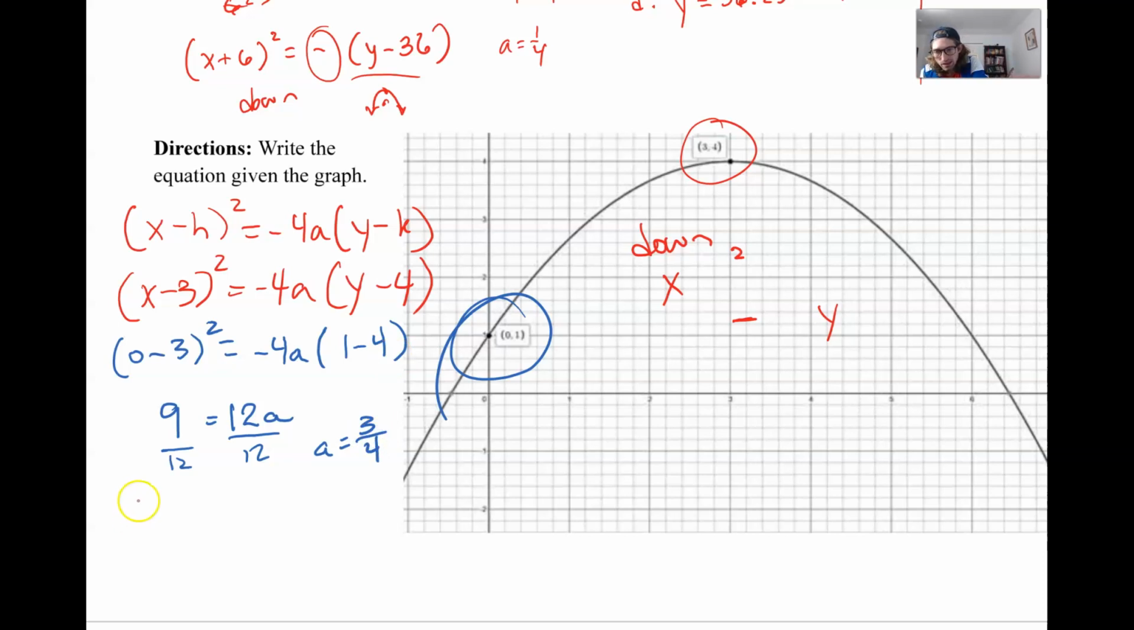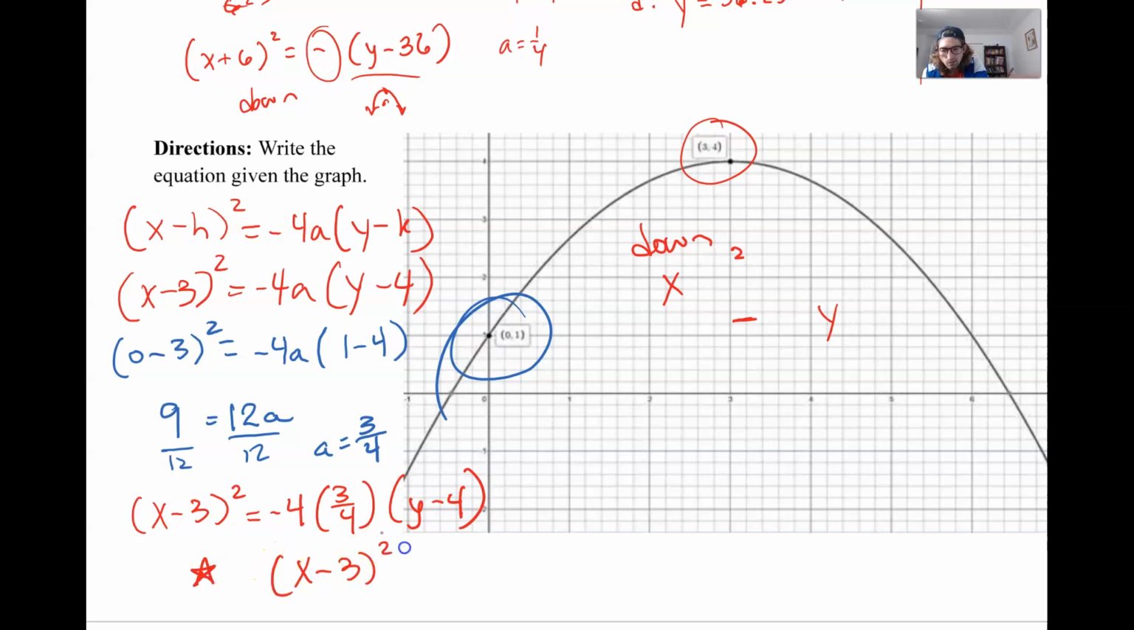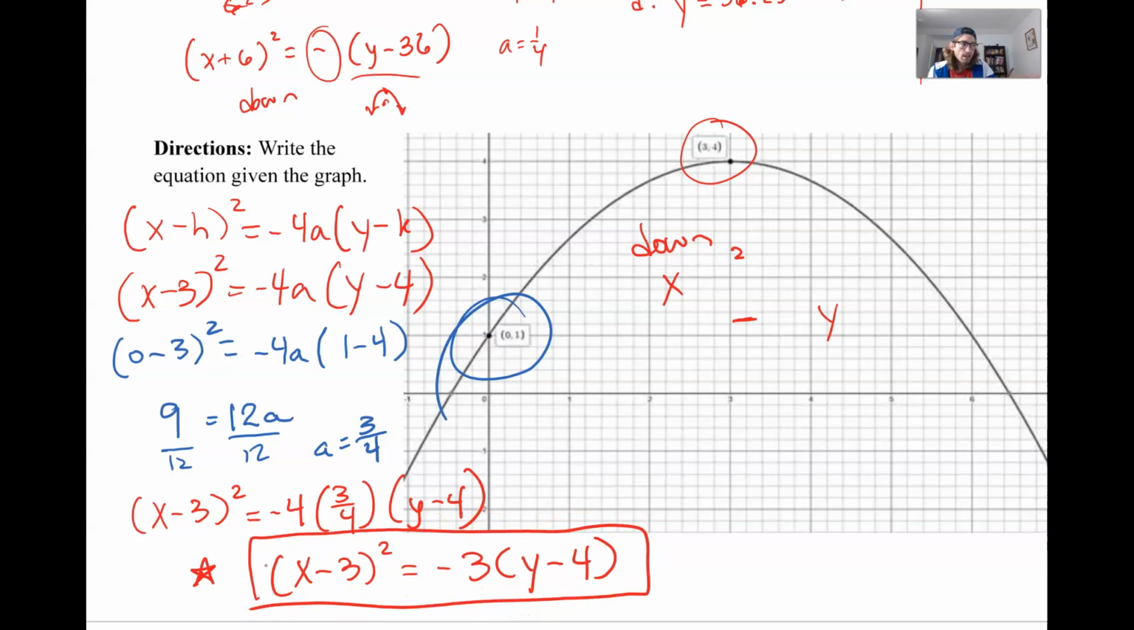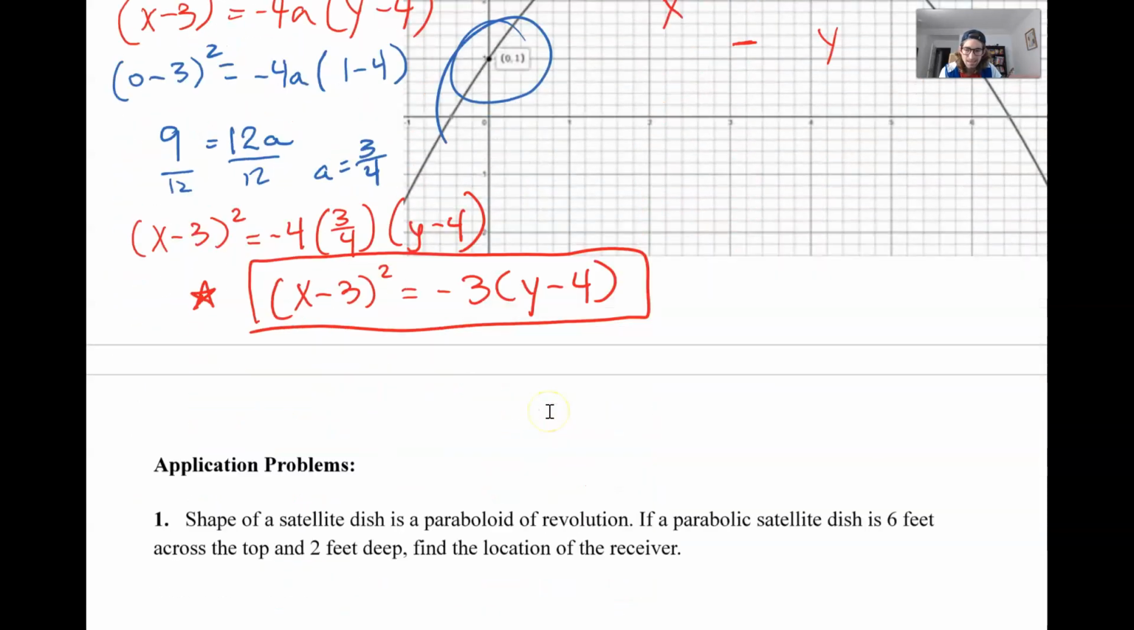And then we kind of put that all together. x minus 3 squared equals negative 4 times 3/4 times y minus 4, to get our final answer of x minus 3 squared equals negative 3 times y minus 4. There is our conics way of writing this parabola. I'm hoping that made sense.